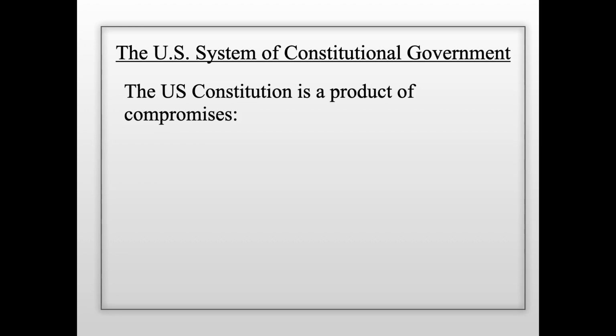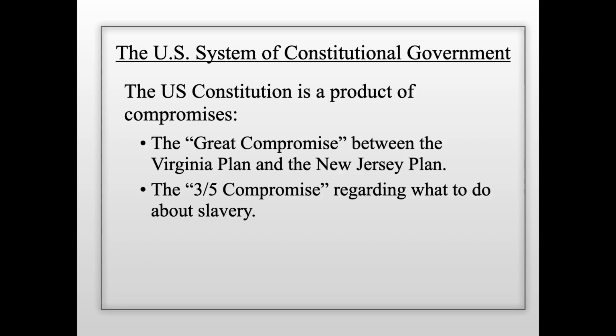That's what often happens when two or more groups of people have to come up with an agreement on something, and they go in with points of argument. They try to find where they agree, and they end up compromising. And so that's how the Constitution was created. Two of the biggest compromises that led to the creation of the Constitution that we now have were the Great Compromise and the Three-Fifths Compromise.